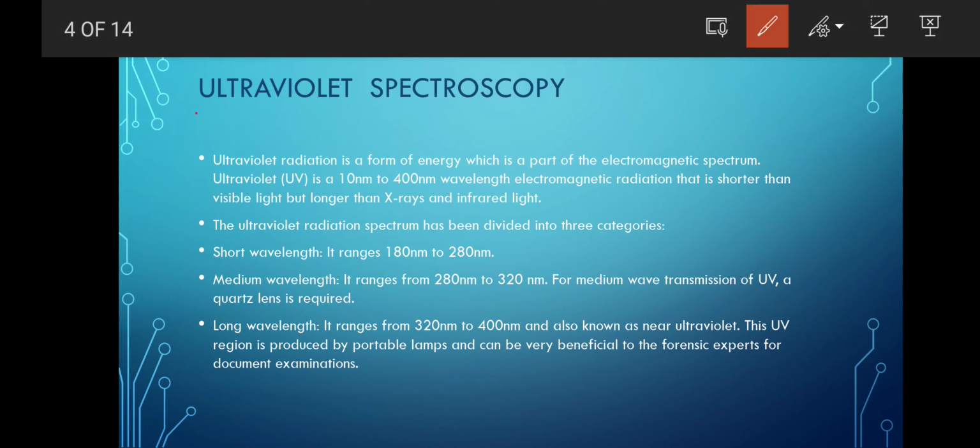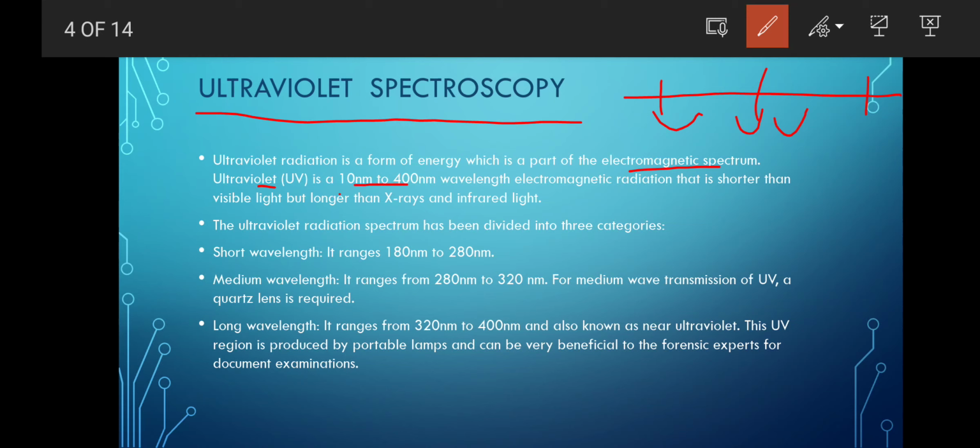UV is ultraviolet spectroscopy. It has a certain radiation range, like I have told you. In the electromagnetic spectrum, there is a range, and here it will be UV or visible somewhere. It is a part of the electromagnetic spectrum. UV ranges from 10 nanometers to 400 nanometers, in the electromagnetic radiation that is shorter than visible light and longer than X-rays.